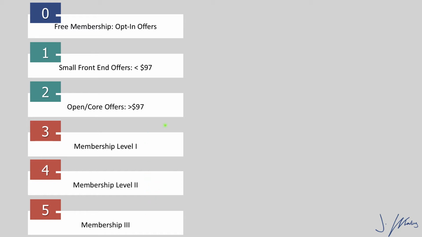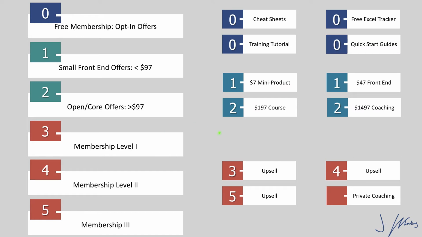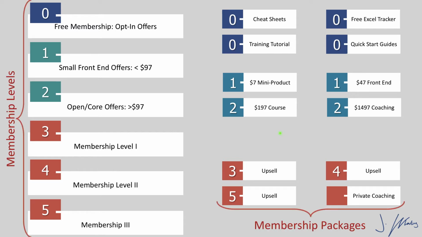And this works because of packages. Now, I know I just doubled the amount of stuff that's on the screen, so bear with me here. I'm going to go through a very basic example of how this plays out and how this works. Table of contents in the description to come back to this, or skip ahead if you already understand how this works. So what we have here on the right-hand side are membership packages, and the left-hand side is the membership levels that we just went through.